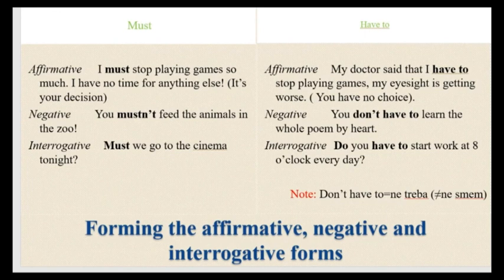Hajde sada da uporedimo ova dva modalna glagola, must i have to. I obratite pažnju na građenje potvrdnog, odrečnog i upitnog oblika. Hajde prvo da pogledamo modalni glagol must. Potvrdni oblik, affirmative. Na primjer, I must stop playing games so much. I have no time for anything else. It's your decision. Dakle, to je vaša odluka.